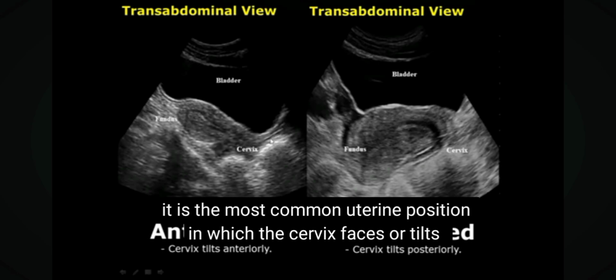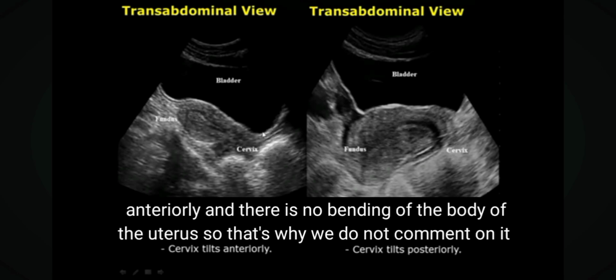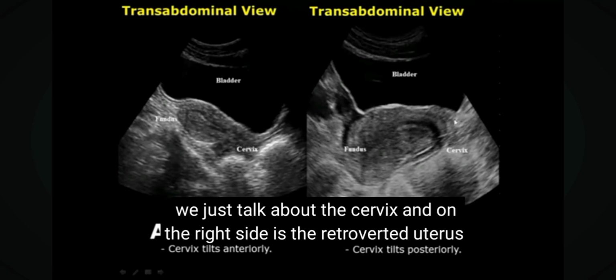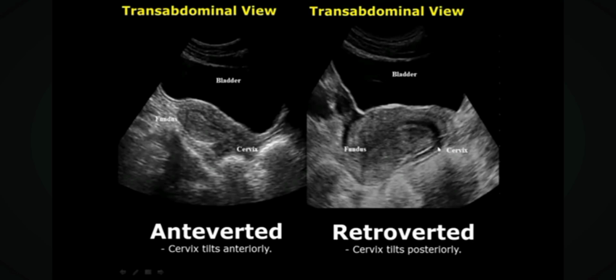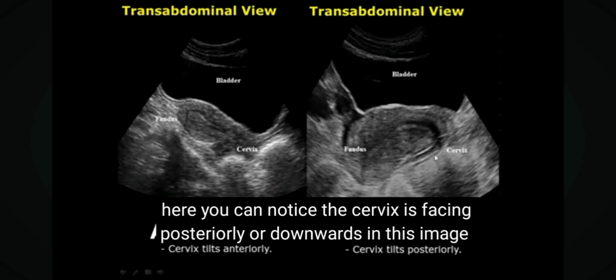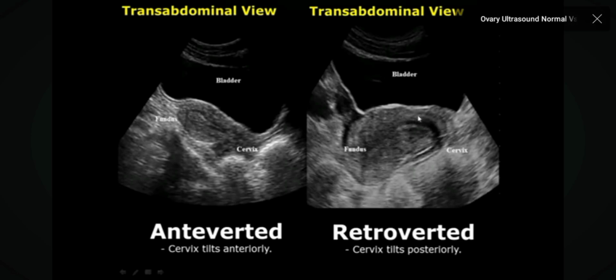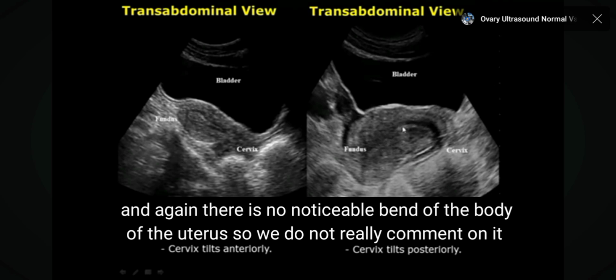It is the most common uterine position, in which the cervix faces or tilts anteriorly and there is no bending of the body of the uterus, so that's why we don't comment on it. We just talk about the cervix. On the right side is the retroverted uterus, and here you can notice the cervix is facing posteriorly or downwards in this image. Again, there is no noticeable bend of the body of the uterus, so we don't comment on it.